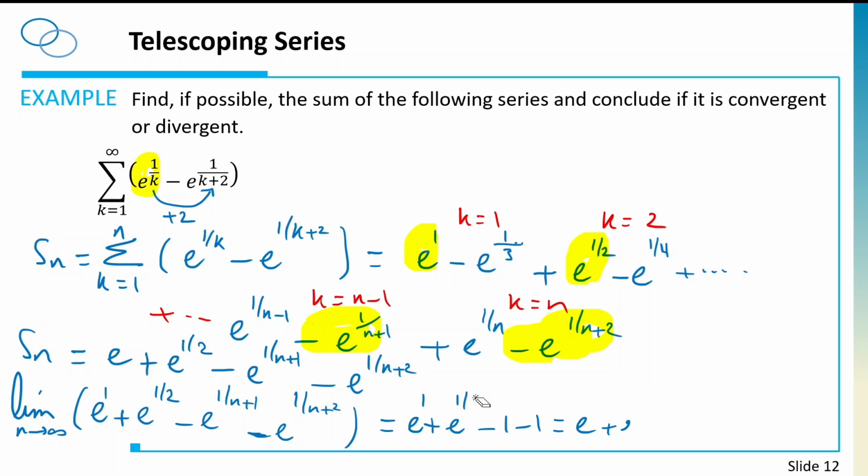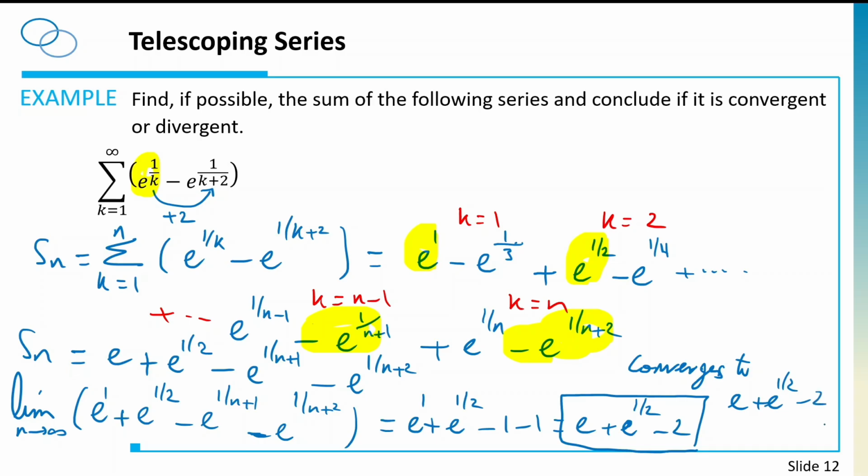So this is positive half, minus 1, so it's e to the power of half minus 2. That's the value. You could just write it as decimals if you like, but I'll keep the exact value as this. So it's e to the power of 1 plus e to the power of half minus 2. So is this series convergent? Yes. It converges to this value, e plus e to the power of half minus 2.